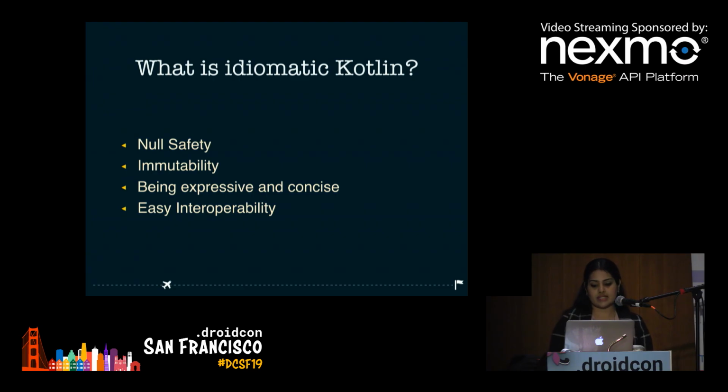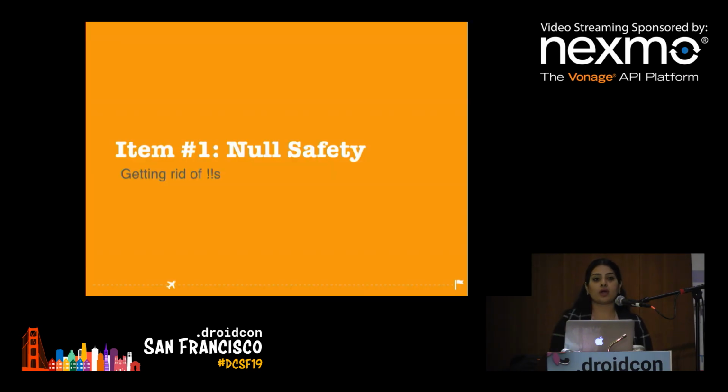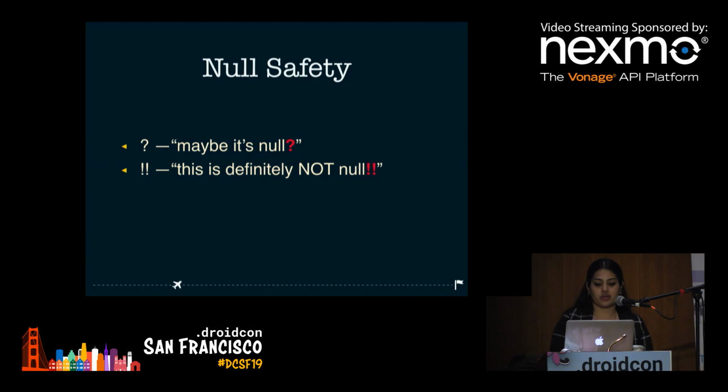So let's talk about these in depth. Item number 1, null safety. This is super important because when you are working in the Java world, you probably run into a lot of null pointer exceptions, and some of these may have even caused your apps to crash. Kotlin provides a way to write safe code where you can avoid these null pointer exceptions, so it's important to take advantage of this. And for this, you have 2 main operators.